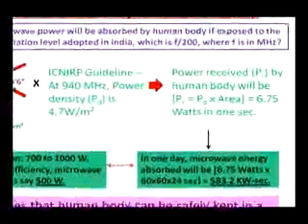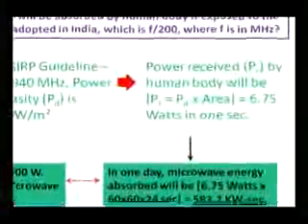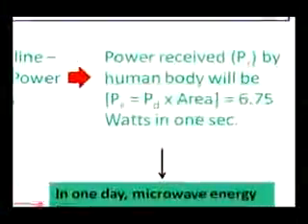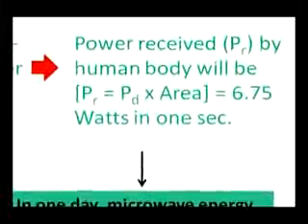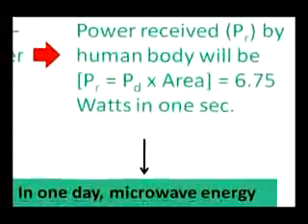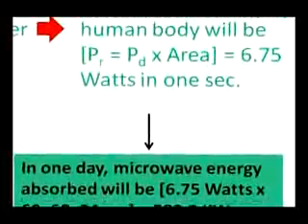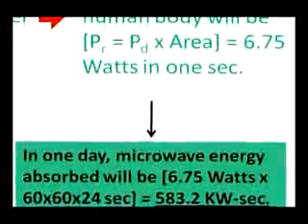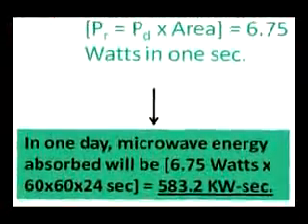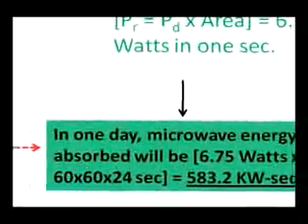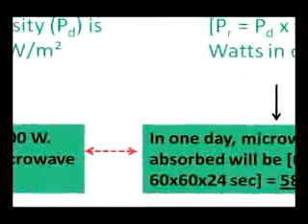What it will be is 6.75 watts in 1 second, right? Now in one day how many seconds are there? Well, 60 seconds in 1 minute, 60 minutes in 1 hour, 24 hours. So there are a total of 6.75 watts times that many seconds. So that is the energy absorbed by the human body.